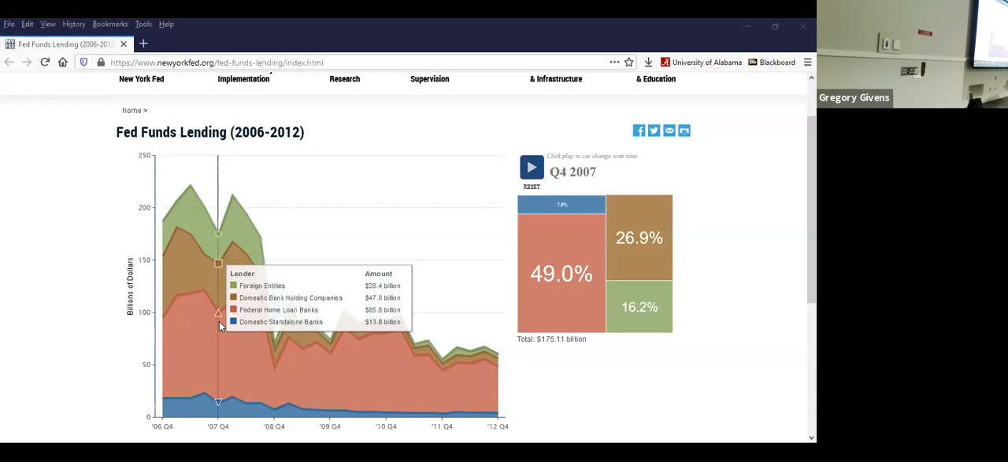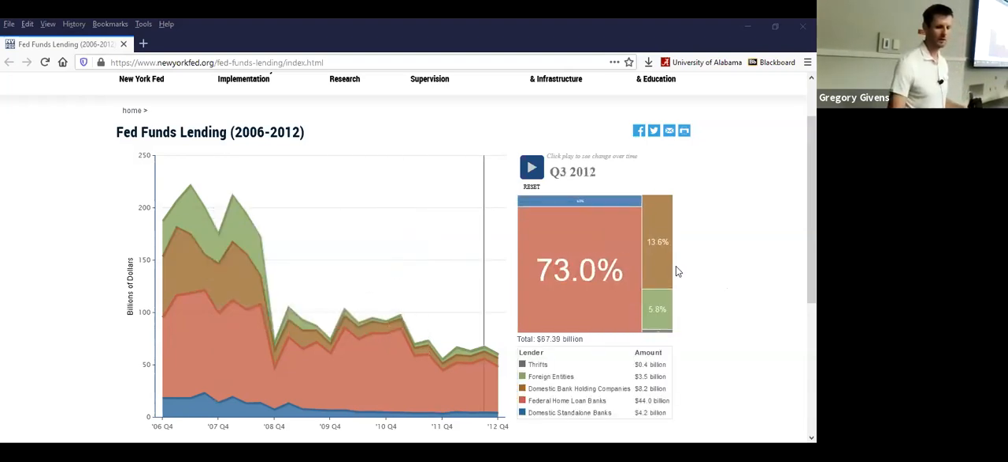And then also foreign banks trade in the federal funds market. That's the green sliver. You'll notice here that in the financial crisis, federal funds market lending went down a lot, okay? And who's doing the bulk of the interbank lending nowadays? It's these federal home loan banks, which we'll get into more next week. But this link is pretty cool because it shows you that breakdown of the federal funds market.